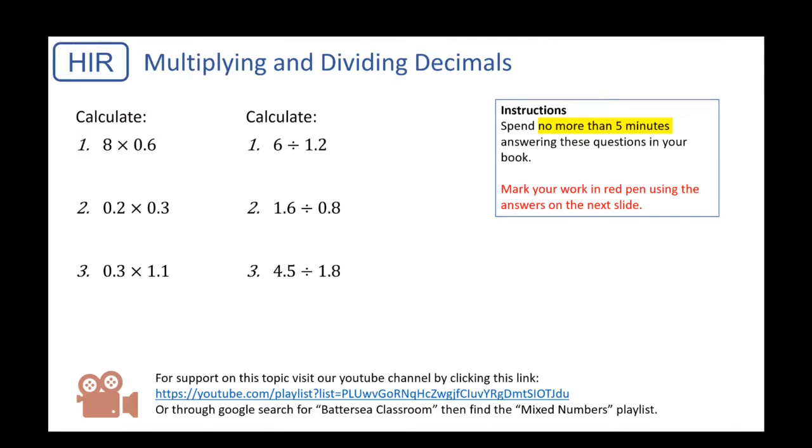Your HIR today is on multiplying and dividing decimals. Please spend no more than 5 minutes answering these questions in your exercise book. The answers are on the following slide. Please show integrity by marking your work carefully in red pen.